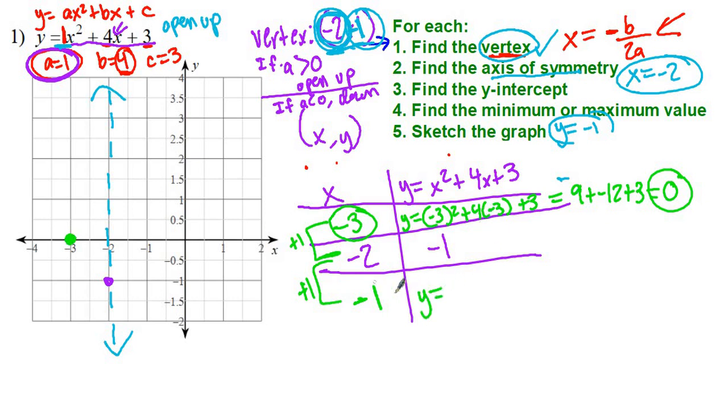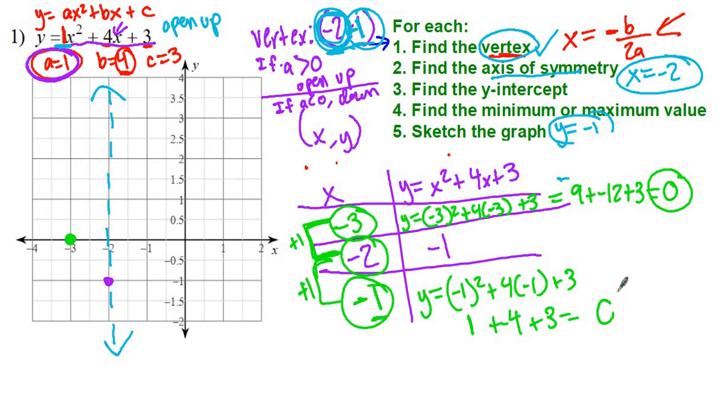I already know that this one's going to be 0 too, because I use this trick. If I go up and down the same distance from the vertex point, which is at negative 2, then my y values will be the same. Just to prove that to you, let's actually find it. Negative 1 squared is 1, 4 times negative 1 is negative 4, and then we have that plus 3. When you add those together, again, you get 0. That should always work. These should always be the same number as long as you're traveling up and down the same distance from the vertex. So there's our second point. Now we have 3 points, and that's all we need to connect the dots right there.